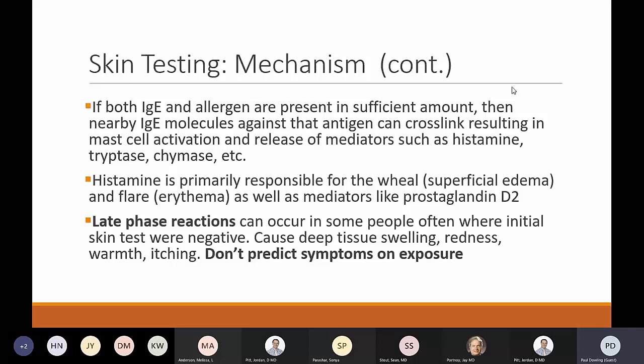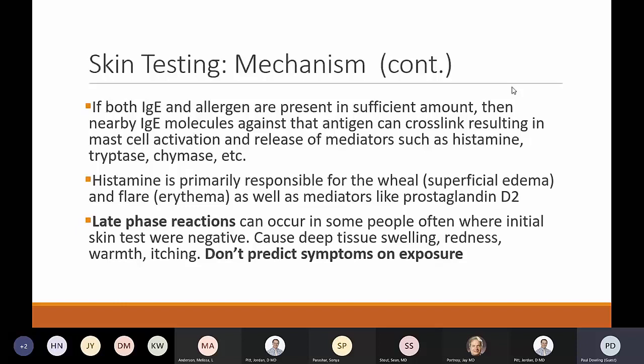Something that we don't talk about very much anymore, when I was a fellow, we talked about a lot, were early and late phase reactions. The late phase reactions are reactions that usually occur 4 to 8 hours after the initial reaction, but may occur up to 24 hours later. But they can occur in people that initially have negative skin tests. This is caused by deep tissue swelling, redness, warmth, and itching, but they don't predict symptoms on exposure.